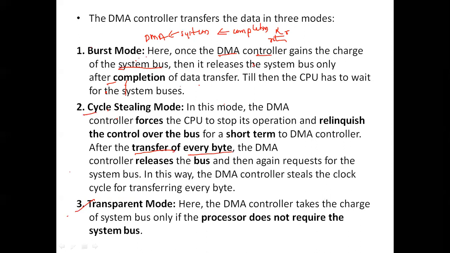And the last one is the transparent mode. Here, if the processor does not want the system bus, then only the system bus is given to the DMA. So these are the three different data transfer modes in the DMA controller.